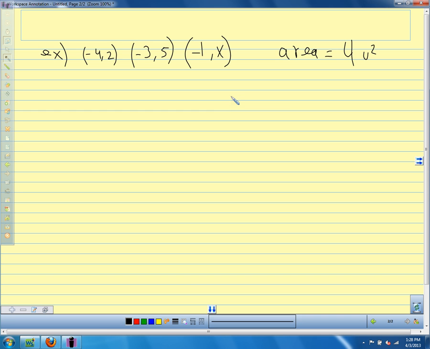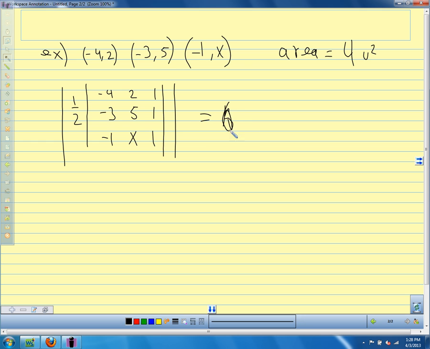Well, what we talked about yesterday was that to find the area of a triangle, if we know the vertices, we form the determinant with its coordinates, and we put a 1 in the third column. And we divide that by 2, and the absolute value of that has to equal 4. One half the absolute value of the determinant has to equal 4. So now we know how to do this determinant with this variable in it.